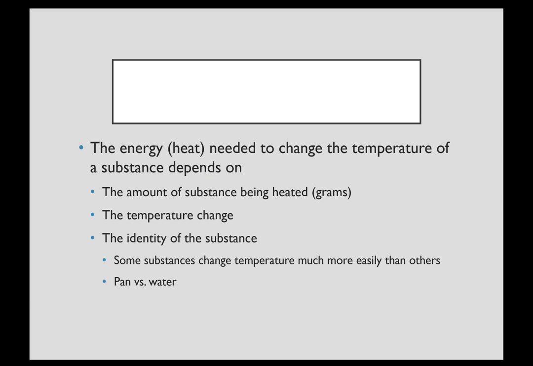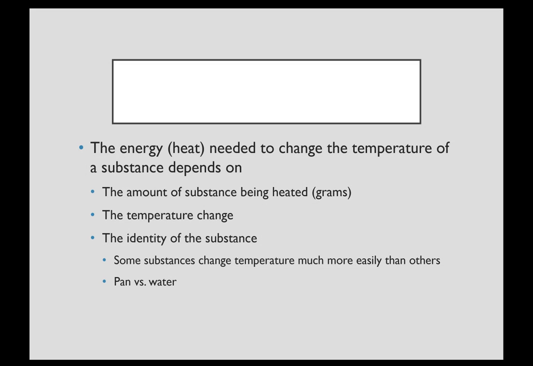When you are calculating the amount of energy, aka heat, needed to change the temperature of a substance, there are 3 things that are going to determine how much energy is needed. The amount of the substance being heated in grams. 1 gram of something is easier to heat up than 100 grams of it. How big is that temperature change? It's easier to change 1 degree than 1,000 degrees. And then lastly, the identity of the substance. Some substances just change temperature much more easily than others.